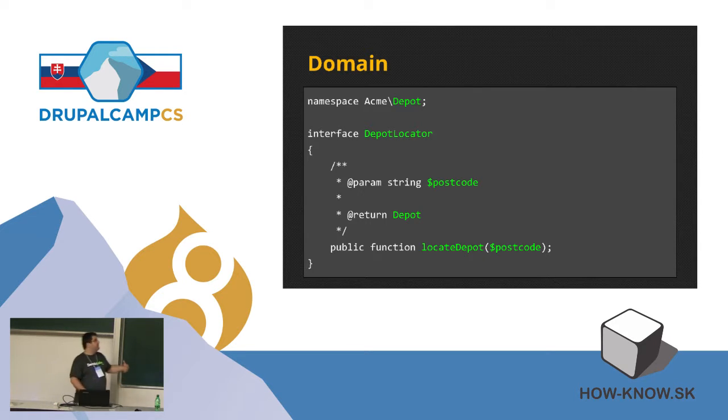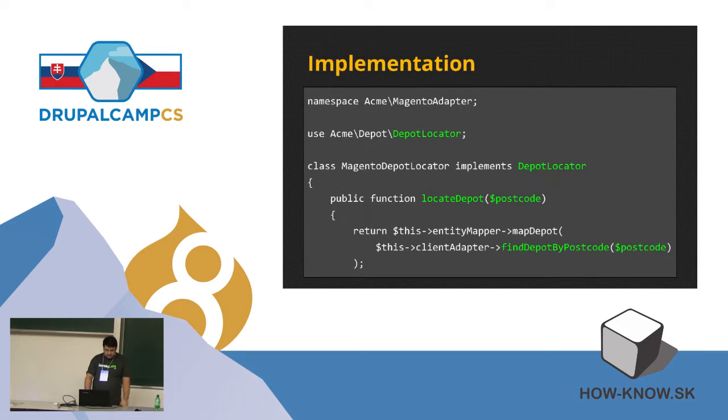Some people like to add something like interface depot locator interface, or create a long name like service manager provider interface. I don't like it. I like clean, quick, short names. This interface has one method. The smaller interfaces are the better. So the implementation probably would be something like that: Magento depot locator implements depot locator and calls some kind of API adapter, which just finds it by postcode.